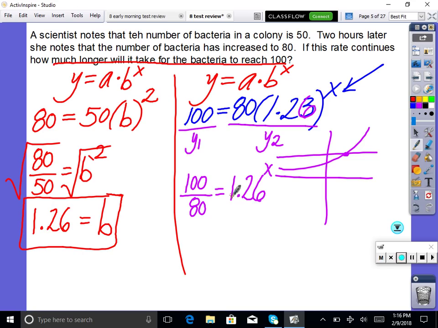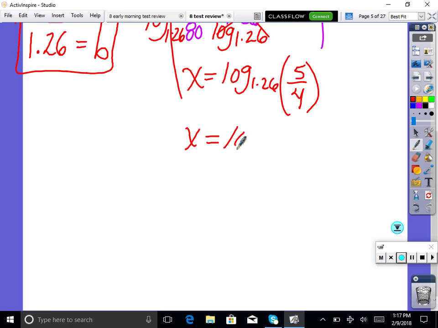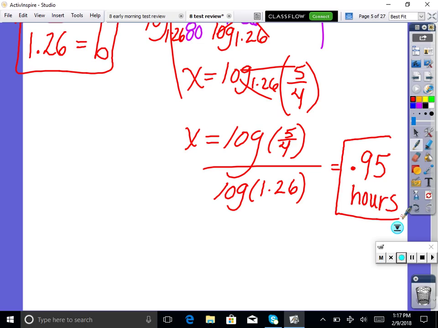And then from there, I can say I am going to undo this base with a log base 1.26 both sides. This is just how I prefer, once again. That undoes that, so x drops down. And then we have log to the base 1.26 of, now 100 divided by 80 is just 5/4. So now we could use the change of base formula to solve this if this is the method you chose. So we would do log of 5/4 divided by log of 1.26, and you get around 0.95. So 0.95 hours later, we would get to 100.